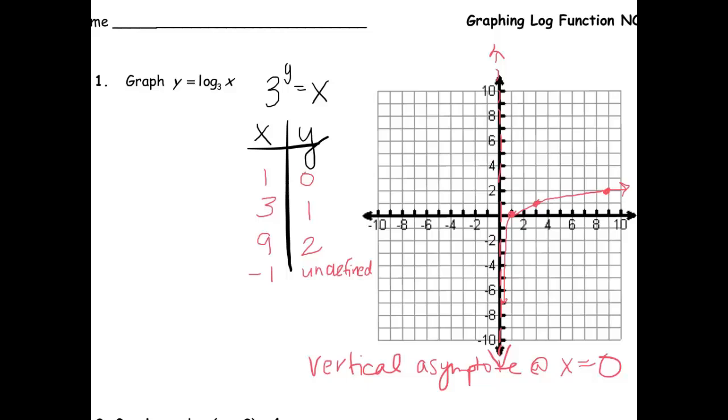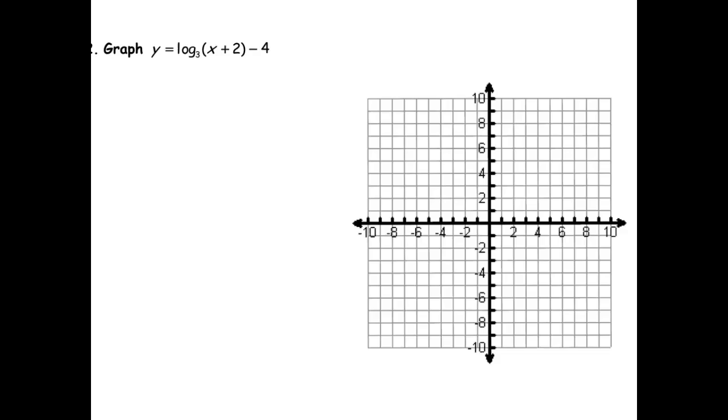Now, we're going to try moving this graph around. So here we have a new log function. Notice it has the same base, but we have an x plus 2 instead of an x, and we have a minus 4 at the end. So I'm hoping you remember that if you have something like this, x plus 2, that actually moves the graph left 2, and this minus 4 at the end is going to move it down 4.